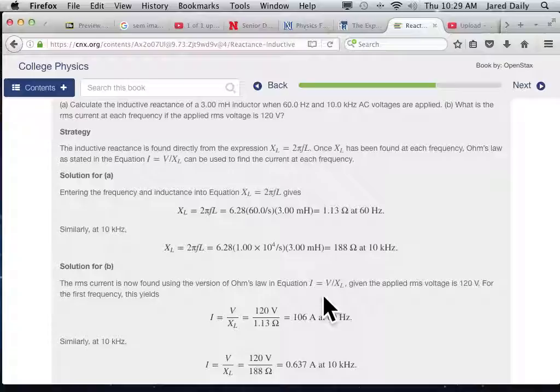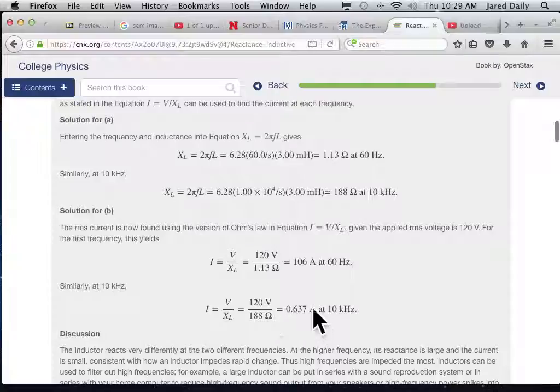So now we are going to calculate the RMS current using Ohm's law, I equals V over R, which becomes I equals V over X. So the voltage, 120, over the reactances: 106 amps we're going to get with the lower frequency, and then we get 0.637 amps at the higher frequency. Now this is kind of interesting.